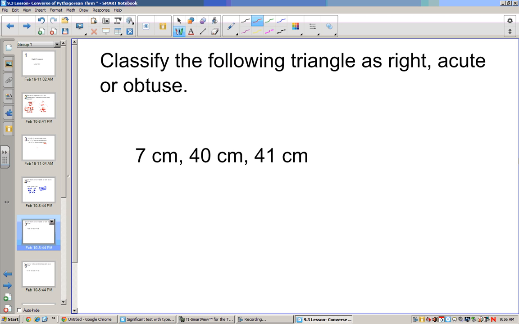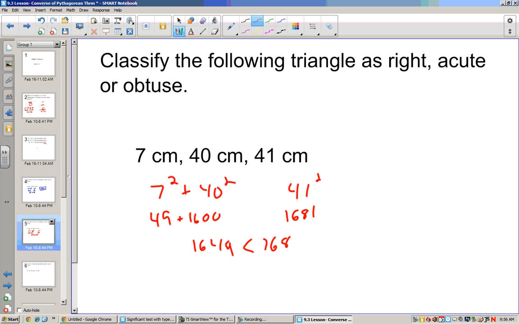Now let's try this one. We have 7 squared plus 40 squared. See how that relates to 41 squared. So we know 7 squared is 49, 40 squared is 1,600, and 41 squared is 1,681. Well, this is 1,649, which is going to be less than 1,681. Again, c squared's too big, so that makes it obtuse.